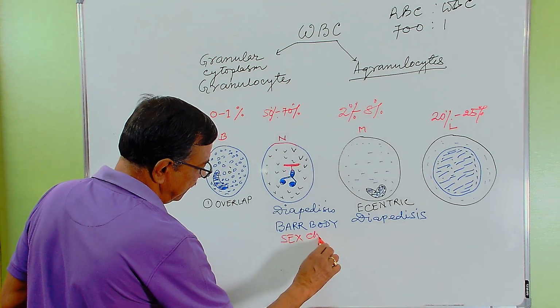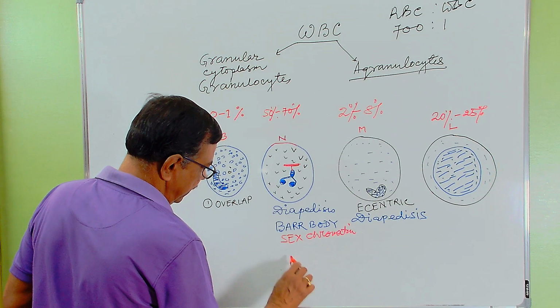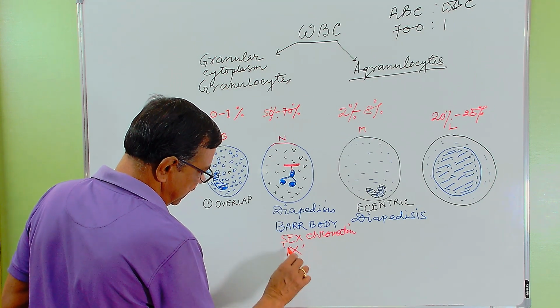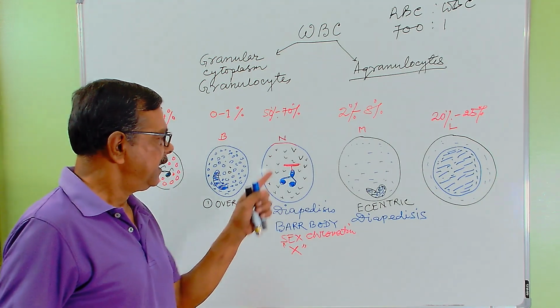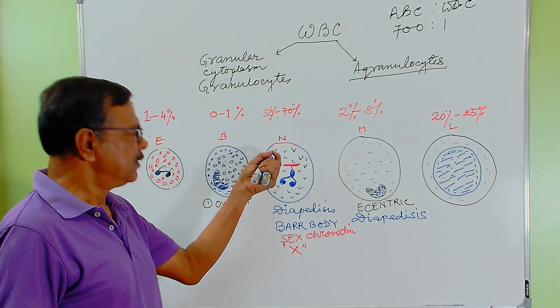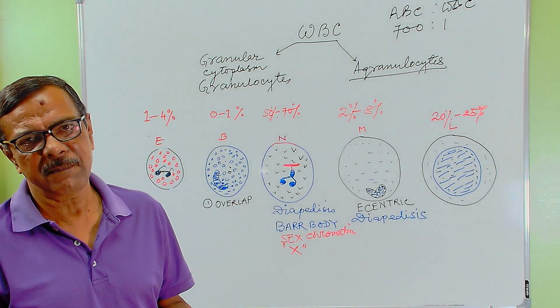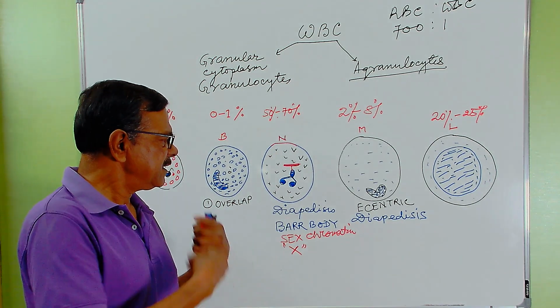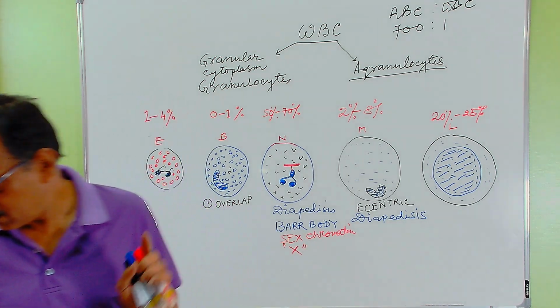Sex chromatin, right here. This is inactivated X chromatin. The X chromatin body is found in the neutrophils of females, in 17% of females. This is the Barr body. This is the extra point you can add. This is known as Barr body. Okay.